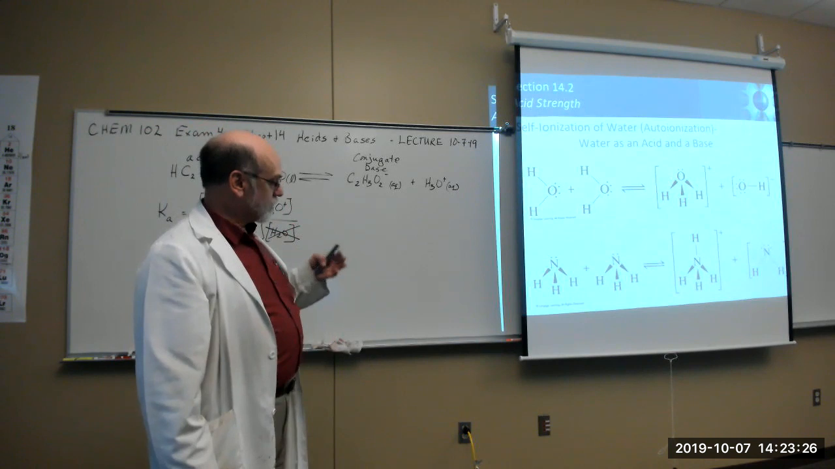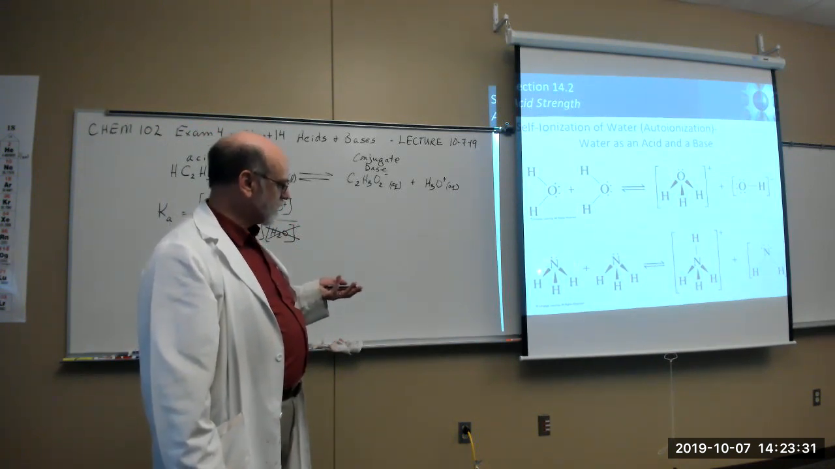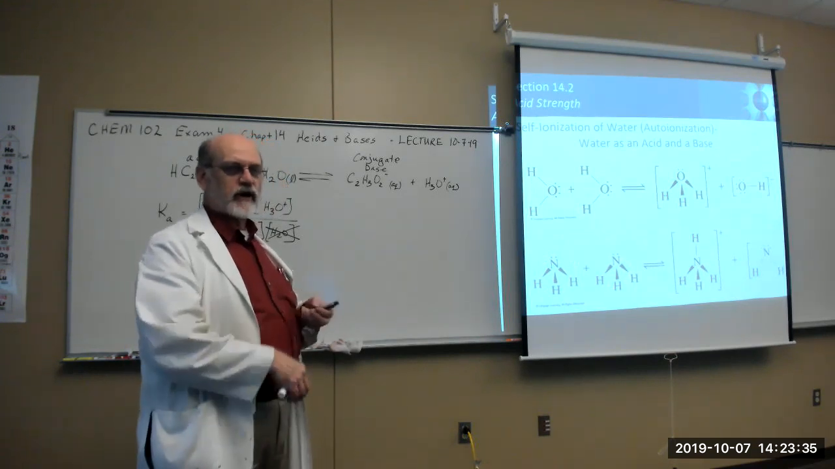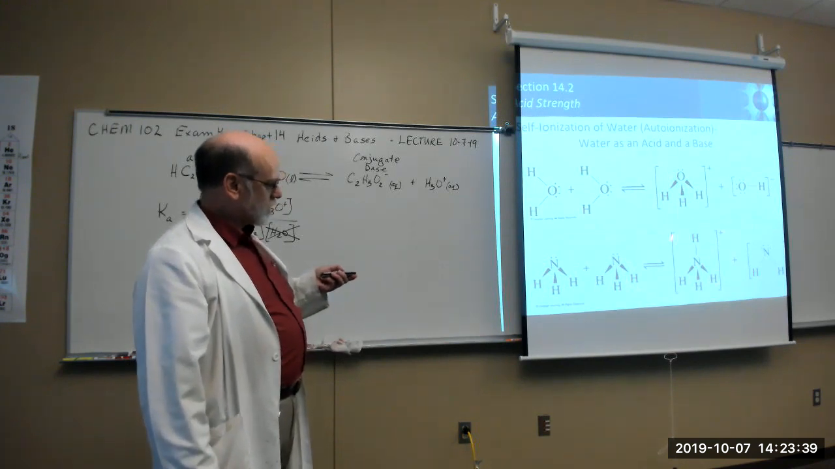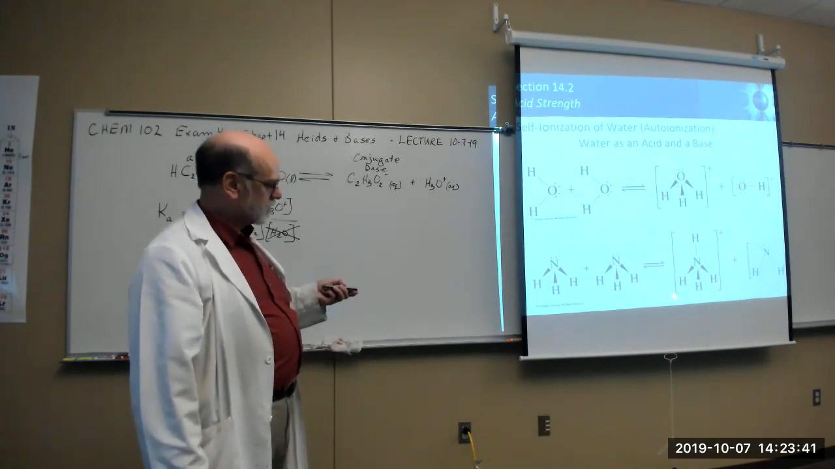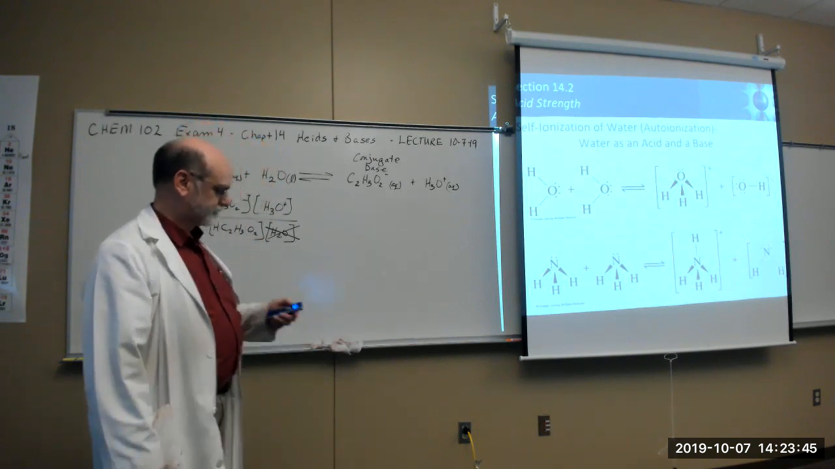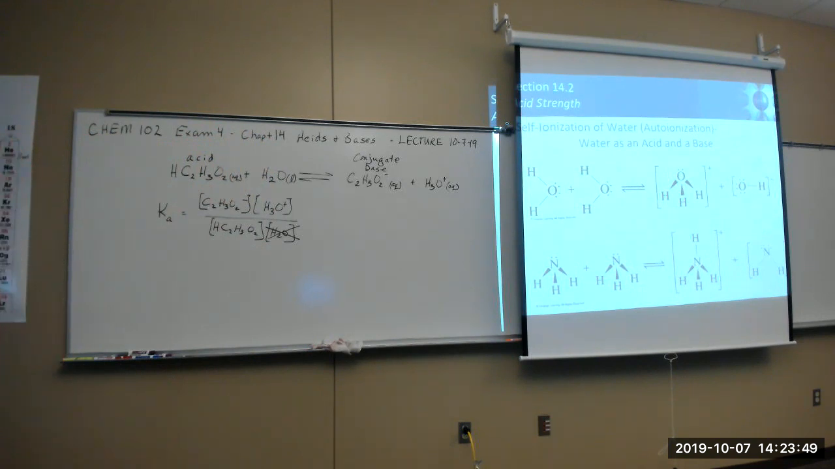But if you do have pure ammonia, then one ammonia can become an acid and the other the base. So one's a donor of the proton, one's an acceptor of a proton, and you get the conjugate acid and the conjugate base. Autoionization.